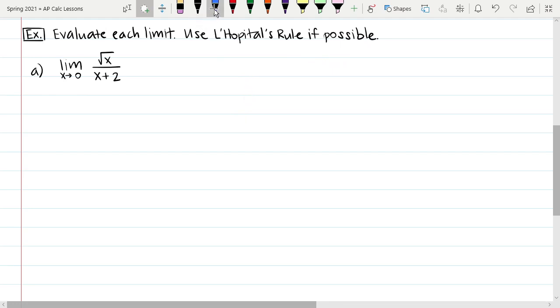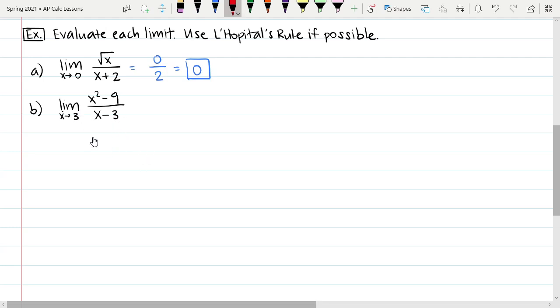Regardless, we are still going to start evaluating all of these limits the same way we always have, which is with direct substitution. So for example A here, the limit as x approaches 0 of this function. If I substitute in, I'm going to get 0 over 2, which is not indeterminate form. That's just going to be 0. So just a quick reminder that you are still trying direct substitution first.